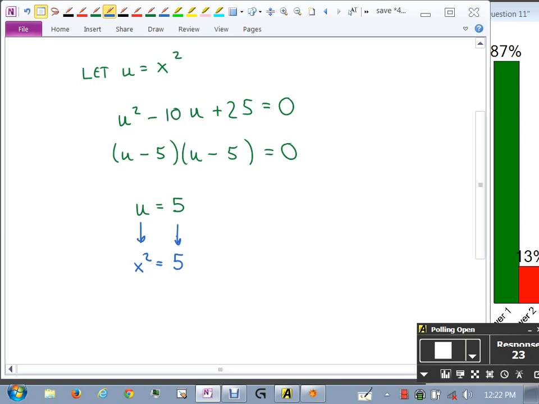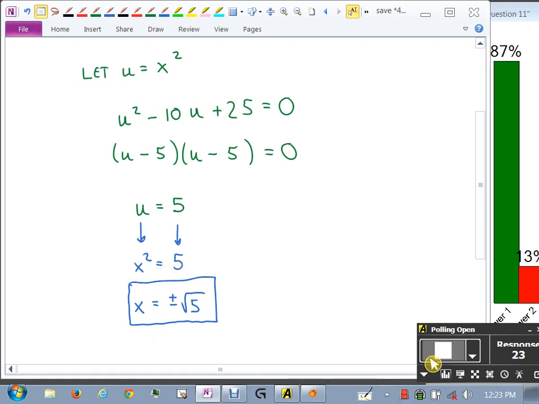Square root on both sides. X equals plus or minus the square root of 5. That's your answer. And we would check those solutions. I'm not going to, but we would check them.